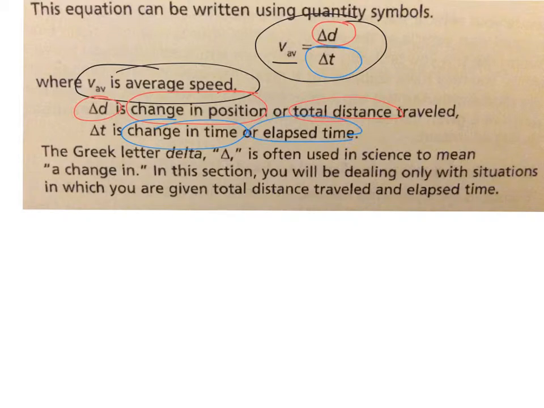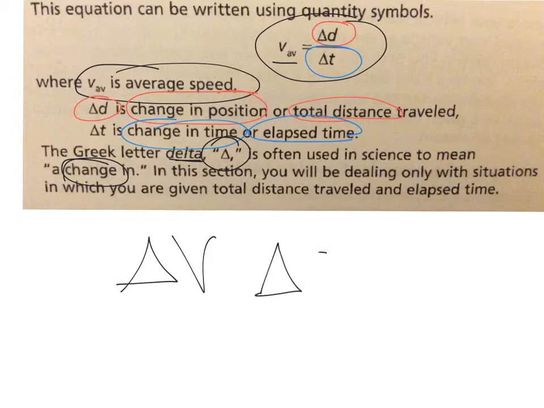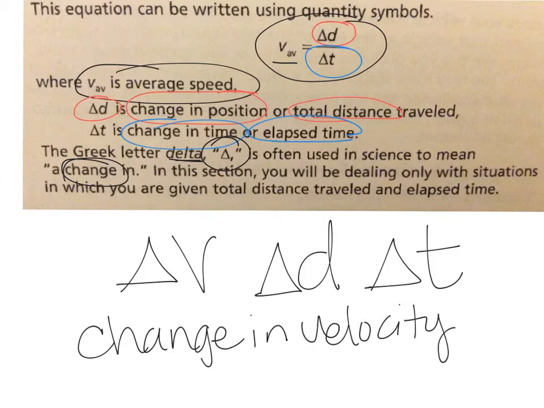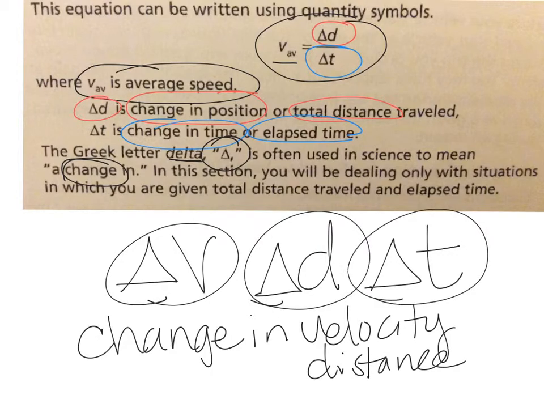And that weird triangle, why is that there? The Greek letter delta, which is that triangle, is used to mean change. So anytime you see a triangle next to a letter, change in velocity, change in distance, change in time, it's just a short way of writing it so that we don't have to write every single time change in velocity or change in distance, etc. It makes it a lot faster for us to use the symbols like this.